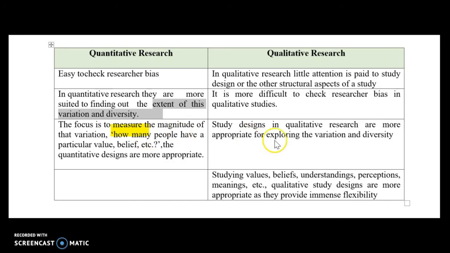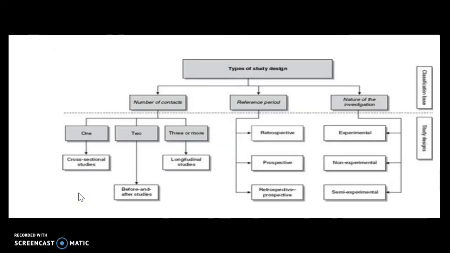Okay, but with qualitative we don't look at variation. We explore the undiscovered thing, or we explore the variation and diversity and explain it, but we don't give exact figures or generalization. And for studying values and beliefs and understanding perceptions and meaning, the best methodology to apply is the qualitative research design.